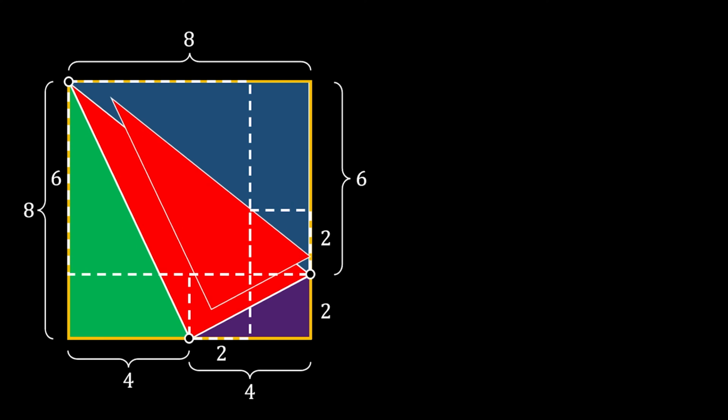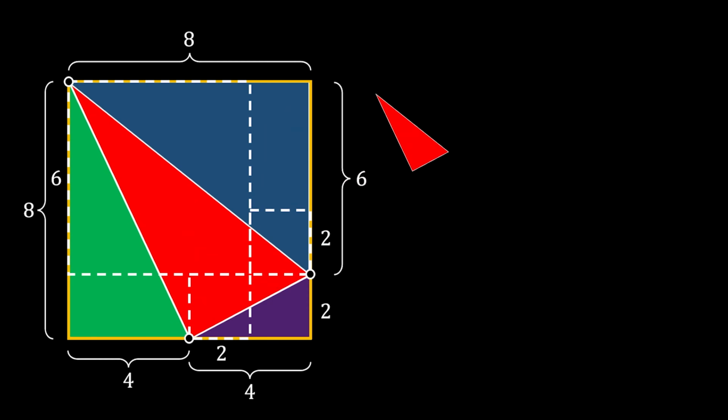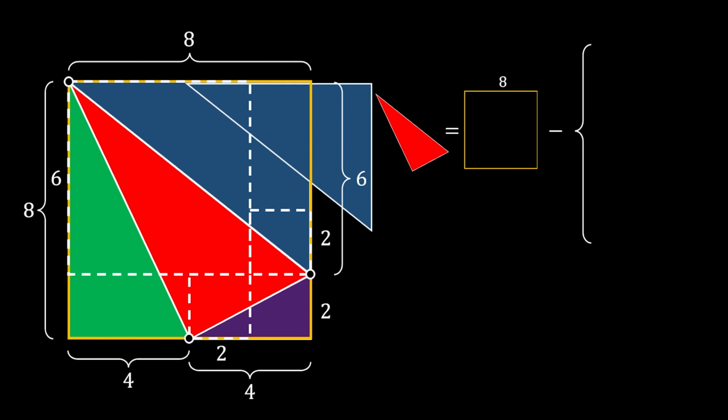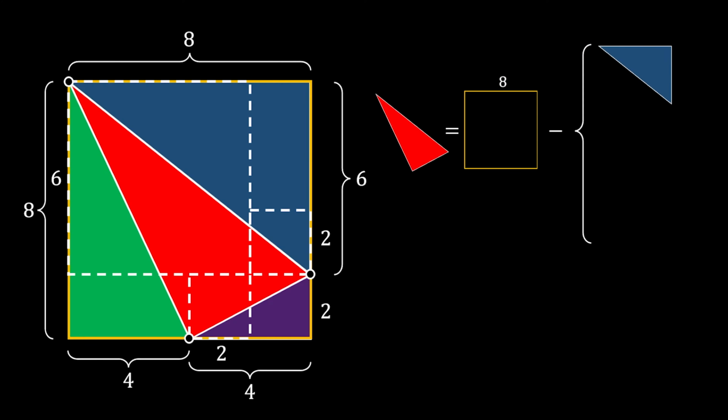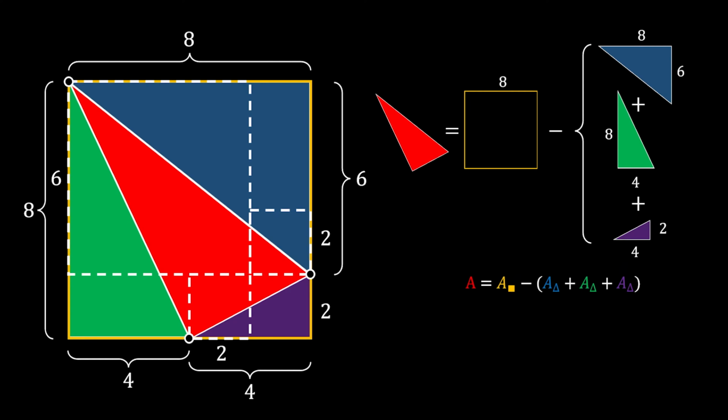Now it's easy for us to find the area of this red triangle, since it is equal to the area of this big yellow square with a side of 8 minus the combined areas of our 3 right triangles. The blue right triangle with the base of 8 and height of 6, plus the green right triangle with the base of 4 and the height of 8, and plus this purple right triangle with the base 4 and the height of 2. Now, if we translate this diagram into a formula, we will get the following.